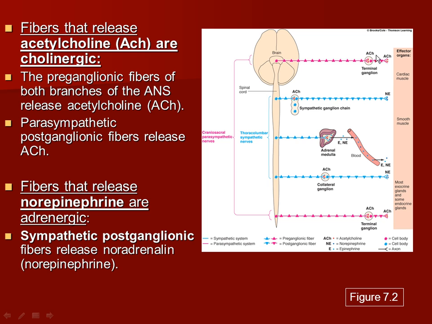All right, next is the neurotransmitters. Here's the easy way to remember it. Every synapse in the autonomic nervous system is acetylcholine driven. All of them have acetylcholine except the postganglionic sympathetic. The postganglionic sympathetic has norepinephrine as its neurotransmitter.